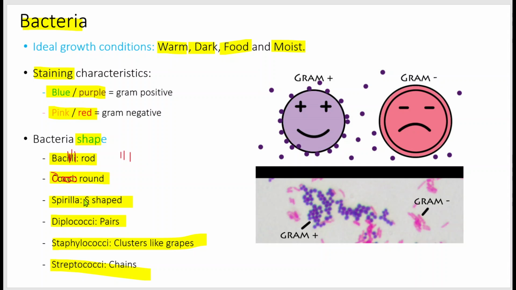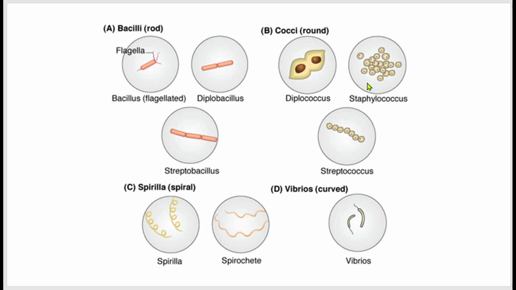And spirilla, from the spiral, right? It's like S shape. Diplococci, so di, that's double, right? So it's always in pairs. Staphylococci are clusters, and streptococci are chains. And this is how they appear under the microscope, and how we can again recognize them to be able to know what bacteria we're working with. Just some pictures for reference.